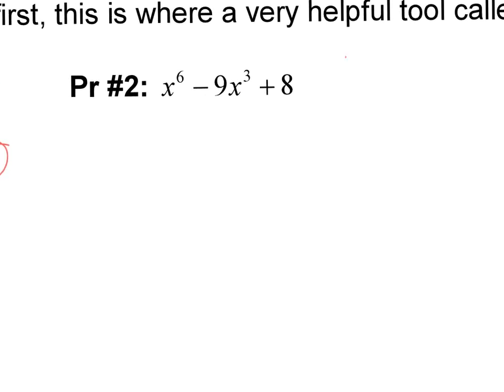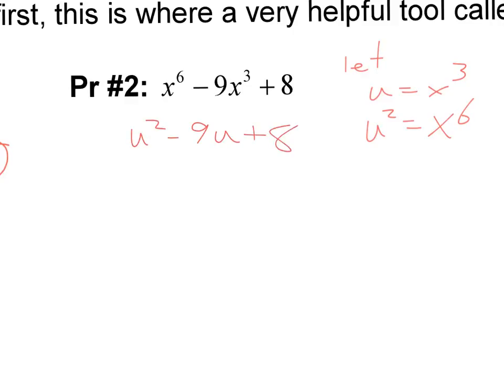So we're going to say let u equal x cubed. And then let's go ahead and square both sides, too. That means that u squared equals x cubed squared, which would be x to the 6. And now you can just easily plug these guys in and rewrite it. So this should look like u squared minus 9u plus 8. Now you should be able to factor it pretty good from here. Go ahead and pause the video and finish this one, and then come back when you're ready.